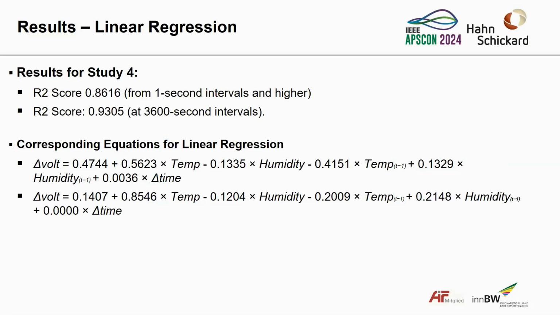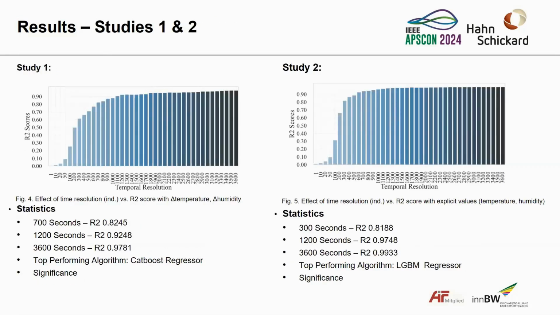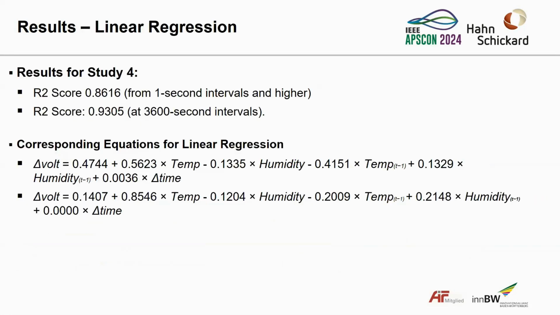For a layperson, it is not that interesting that we have these machine learning models, which are kind of black boxes. If we really want to see what's going on inside these algorithms, we can use something called a linear regression model, which I'm just showing for study 4. For the R2 score of 0.8616, from 1 second onward, it starts significantly lower, but still it is able to give us a 0.8616 R2 score, and it is much more interpretable.